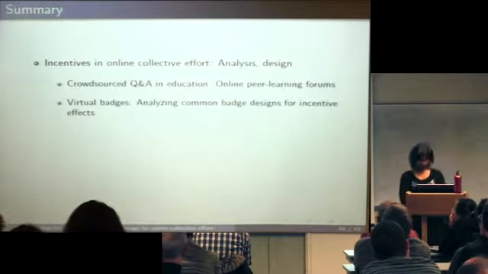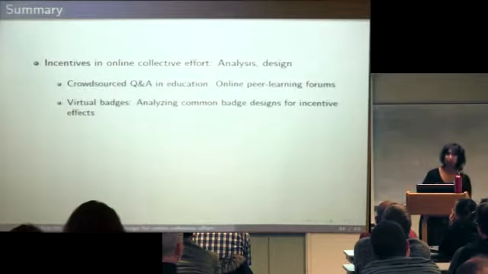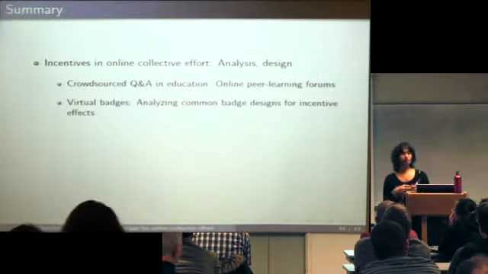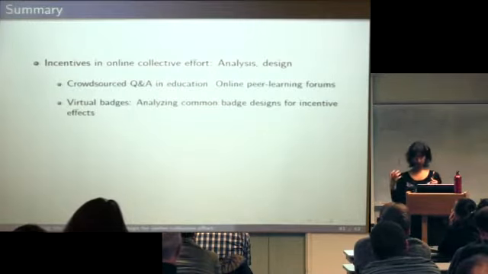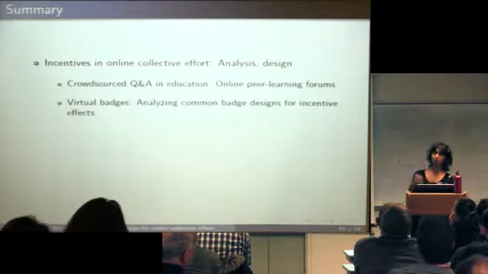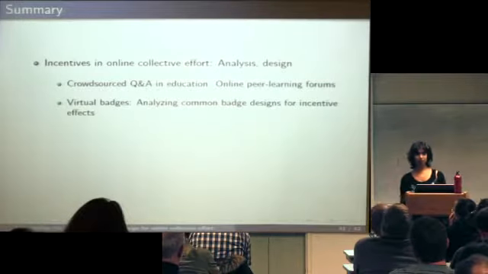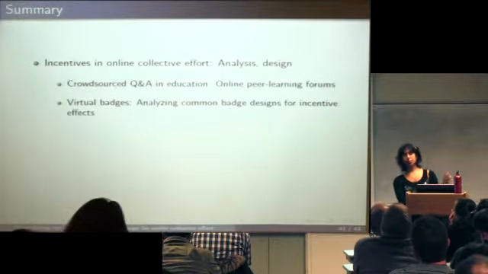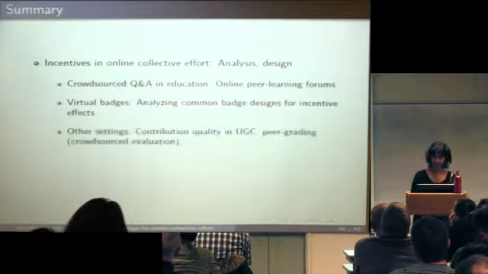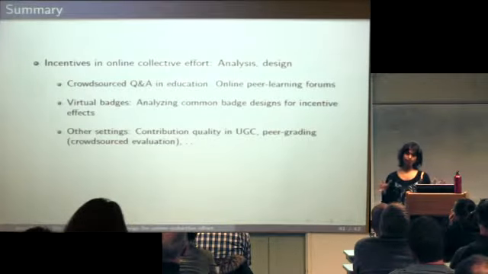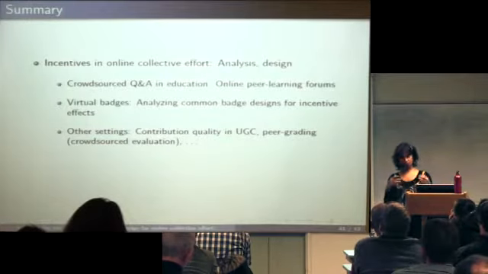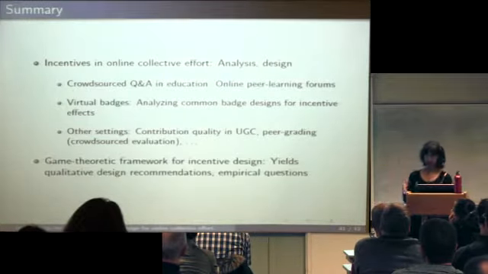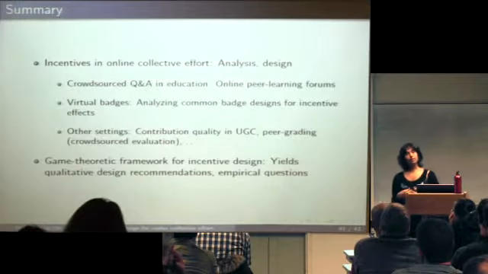So just to summarize in the last 3 minutes, not bad at all, what we talked about here was incentives in online collective effort in a game theoretic framework, and we talked about two settings. We talked about crowdsourced question answering in education, in peer learning forums, and we talked about virtual badges to reward contributors for overall identity. And there are other settings where you can do the same kind of analysis and design, which is about contribution quality in user-generated content, peer grading, and so on, crowdsourced evaluation. And what this kind of game theoretic framework does is the following.